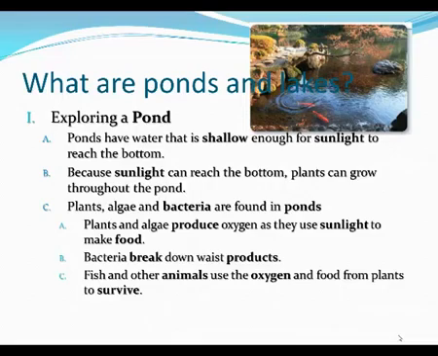Plants and algae produce oxygen as they use sunlight to make food. Bacteria break down waste products, and fish and other animals use the oxygen and food from plants to survive. So ponds can have a large variety of different organisms in them because of sunlight being able to penetrate.